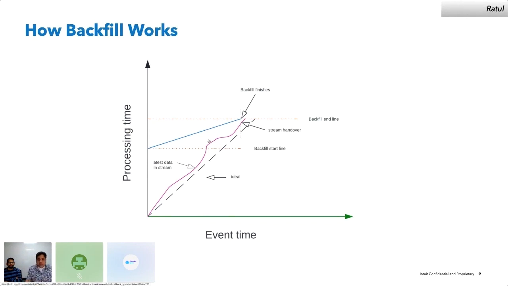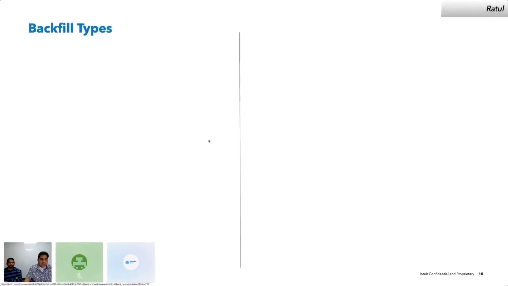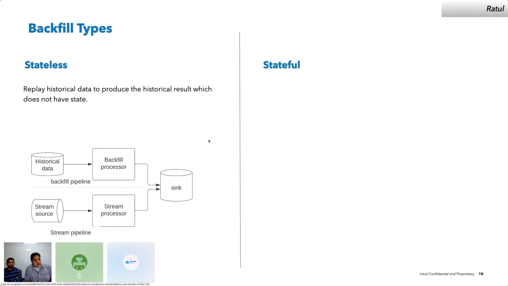This graph shows you why the backfill has to be fast and how it will catch up with the stream. In the next slide, we'll talk about the backfill types. Okay, two types, stateless and stateful. Stateless replays historical data to produce a historical result. For example, if you have a feature that extracts the user ID or the query parameter from the URL or referrer URL, that is a stateless feature. So how can you do that? There are several ways you can do it, but we are just showing one way.